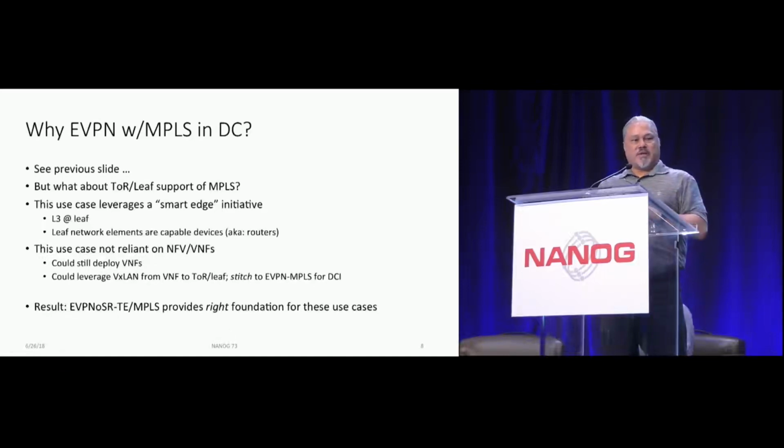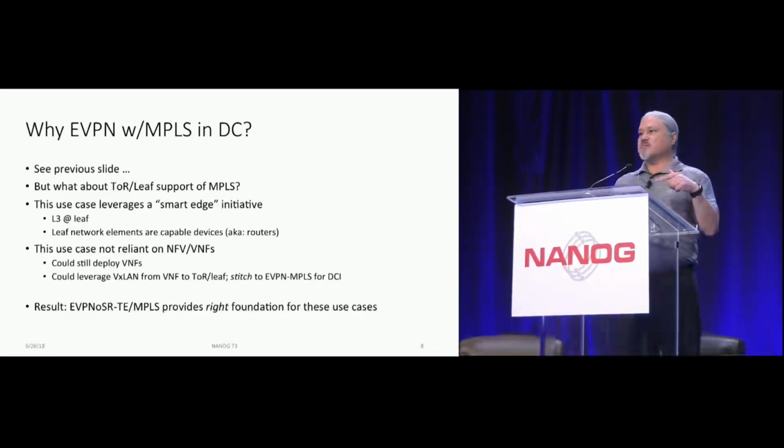So why EVPN? I covered that in the previous slide. With MPLS in the data center, the next question that typically comes up is, how do you support it in the gear at the leaf? Typically, the leafs are kind of bare bones, kind of dumb. In this case, they're leveraging what they're calling a Smart Edge initiative. So it's fully L3 at the leaf, which is fairly common in large data centers already. In this case, the leaf is a fairly capable device known as a router. So it's a fully capable MPLS BGP router at the leaf, and that is your head end. That's your segment routing endpoint.